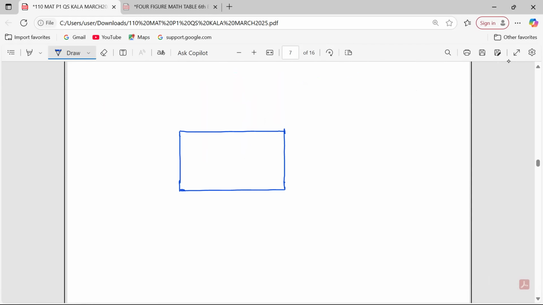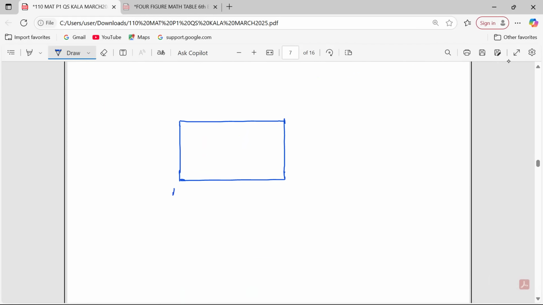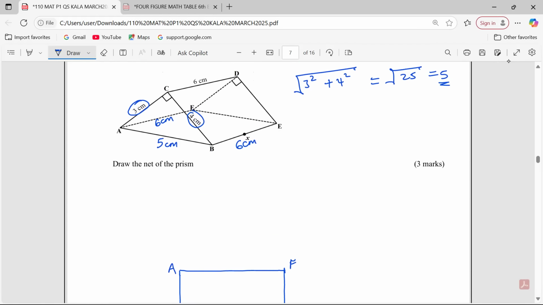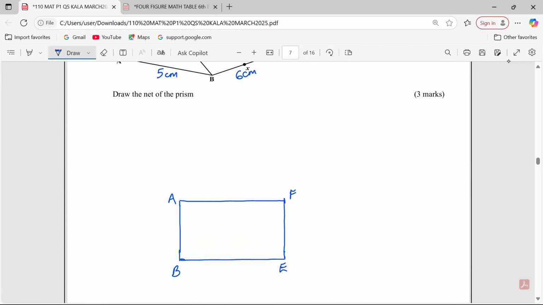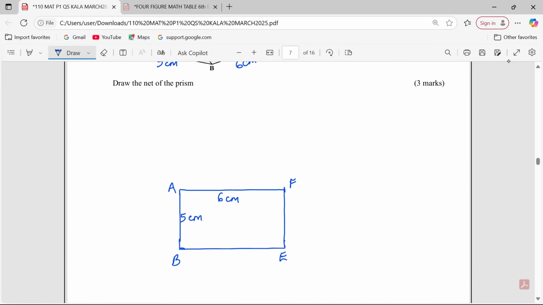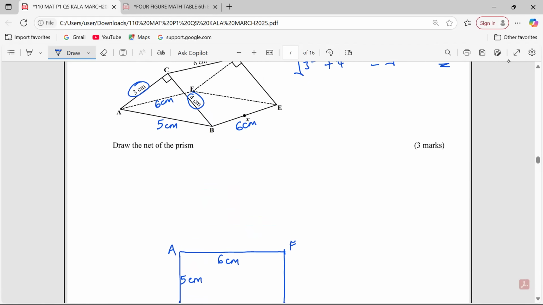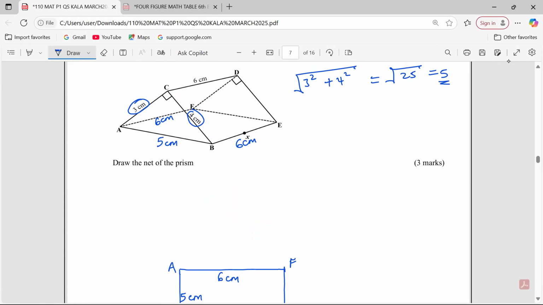So what are we having here? So the base is B, E, F, A. Yeah, that way. So we have the base. This one is measuring 6. This one is measuring 5 centimeters that way. Then at this point now, when you stand at F, let me show you.